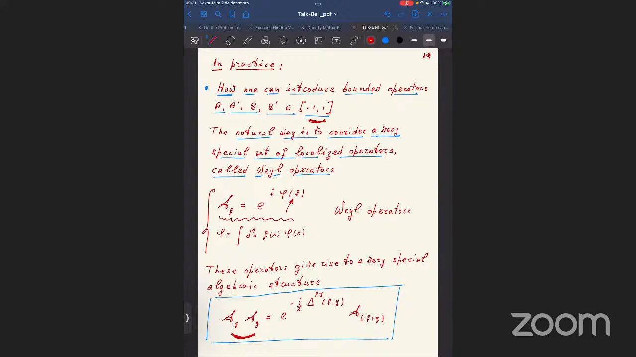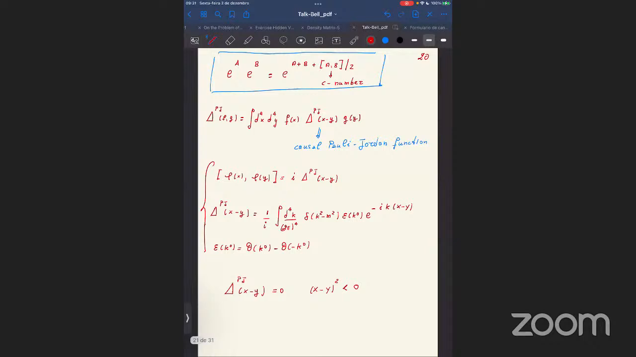And the Weyl operators satisfy a very nice algebra. If you look at the product of two Weyl operators, it gives again a Weyl operator, times this exponential factor, where this quantity is precisely the Pauli-Jordan function. This quantity encodes the relativistic causality, which is intrinsically present when you localize the field in a certain region of the space-time. You can compute the product very easily by using this famous relationship. Then you easily find the Pauli-Jordan function, which is defined in that way. This is well known from quantum field theory textbooks.